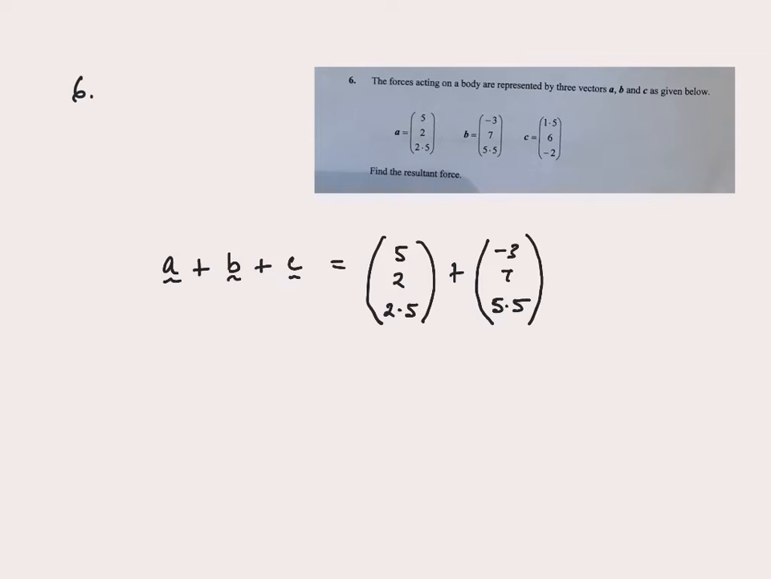This question is nice and easy. We want to work out the resultant force. So the resultant force is found by adding the components of A and B and C together. So it's (5, 2, 2.5) plus (-3, 7, 5.5) plus (1.5, 6, -2).